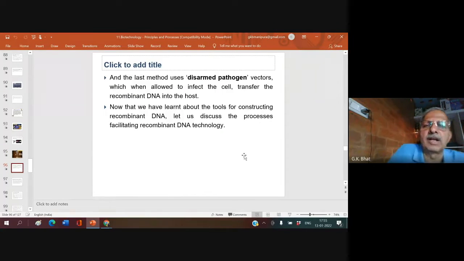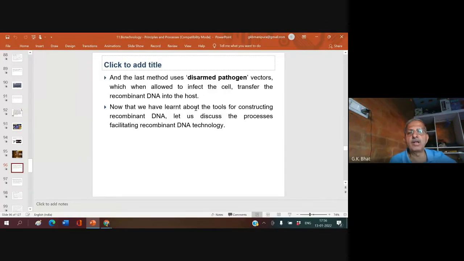And the last method uses disarmed pathogen vectors. Disarmed pathogen means their power of causing disease is reduced or taken away. The disarmed pathogen vectors, when allowed to infect the cell, transfer the recombinant DNA into the host. Okay, you know, a pathogen attacks the host. So this pathogen is without the ability to cause the disease, but it is carrying DNA.